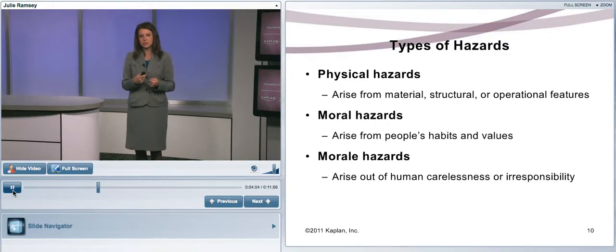But it's one's attitude. Well, a morale hazard arises out of human carelessness or irresponsibility, where someone thinks, I don't care, that's why I bought insurance. I'm not going to lock my home, I'm not going to lock my cars, I'm not going to use smoke detectors. If anything happens, that's why I bought insurance, so I'm not going to protect my property.